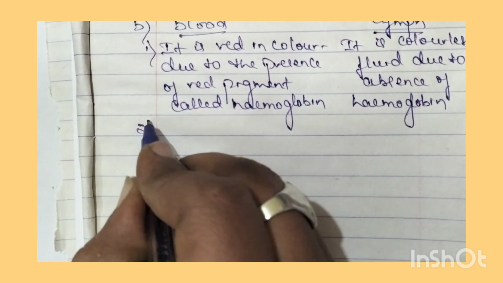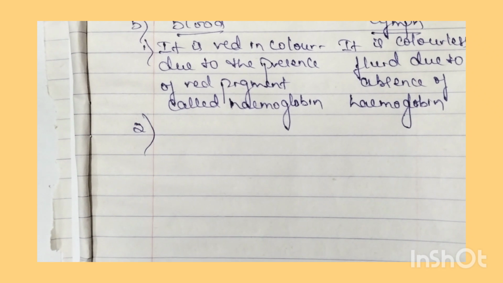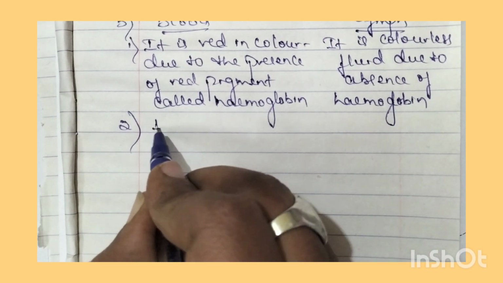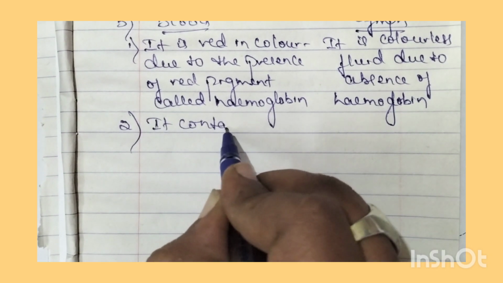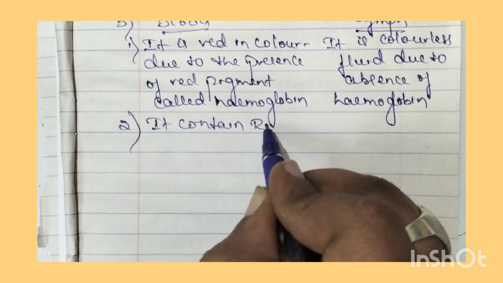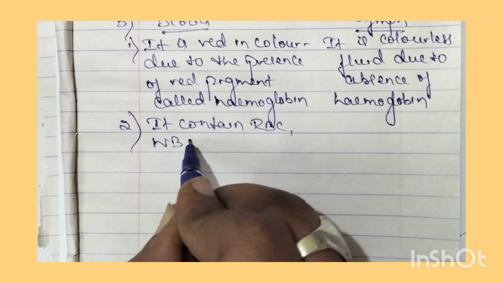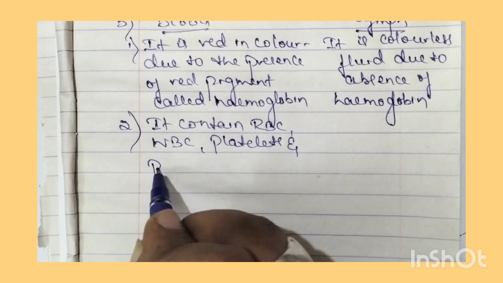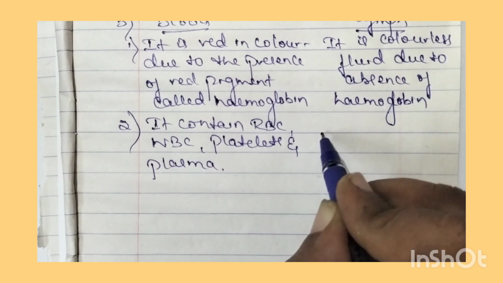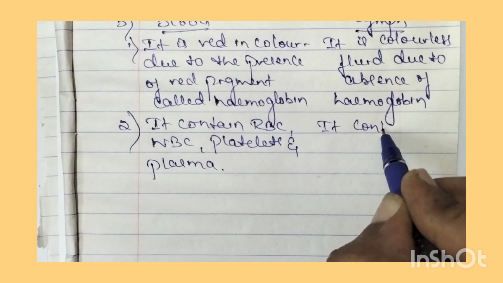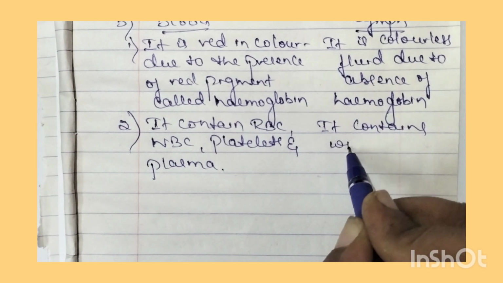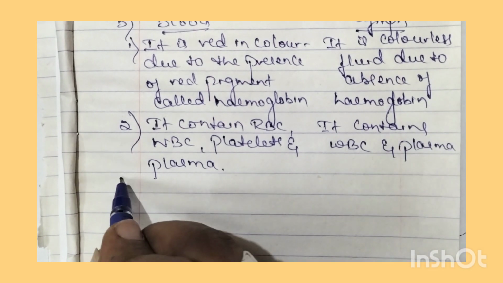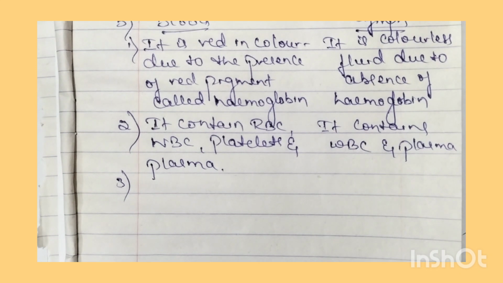Then coming to the second difference between blood and lymph. The second difference is that blood contains RBC, WBC, platelets and plasma. Lymph contains WBC and plasma. This is the second difference between blood and lymph.